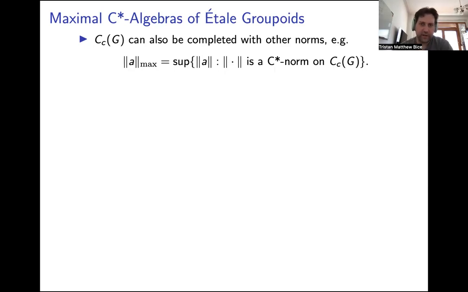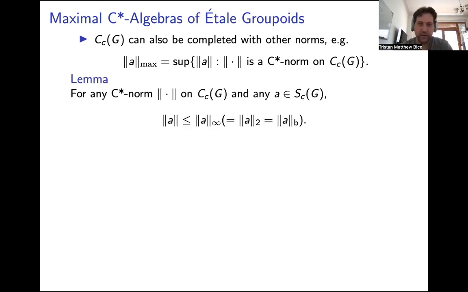What is not clear at first is whether this is finite. You might think that I have a particular element A, and maybe I can define larger and larger C-star norms, so when I take the supremum, maybe this will actually be infinity. But that does not happen, and to see why, let us prove a couple of little results.